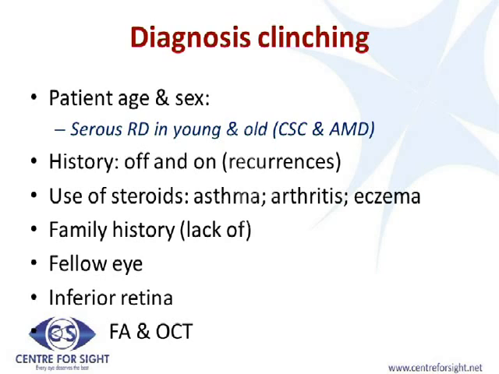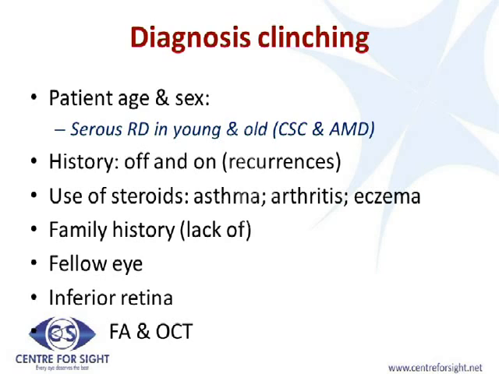Then if the history is off and on, and the patient reports recurrences, it is in favor of CSCR. Use of steroids, one must always ask actually. Nowadays they even associate this a lot with Viagra use. But use of steroids, like if the patient is asthmatic, has arthritis or eczema, and is using steroids for these reasons, then that's a very well known, but generally not asked about, cause of CSCR.